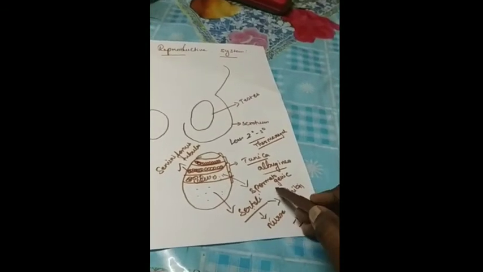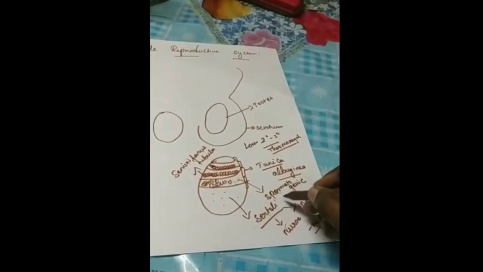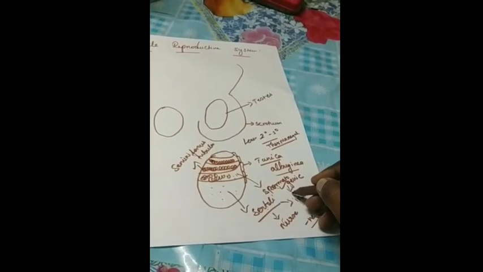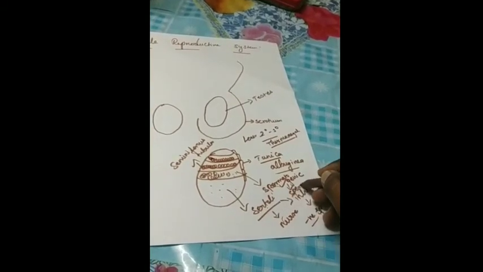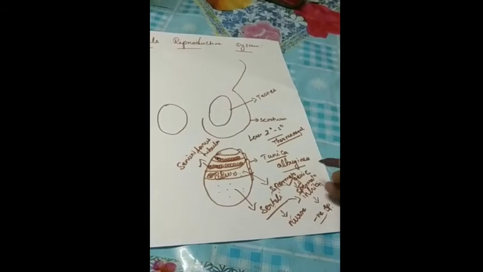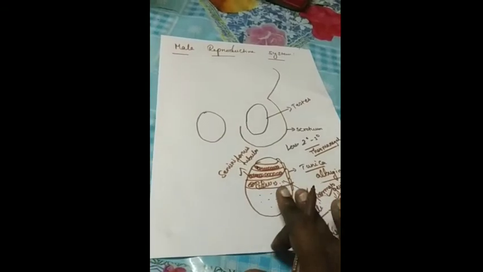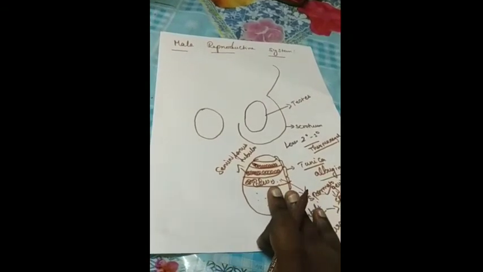The other cells are the spermatogenic cells. What is their role? They are responsible for producing the spermatozoa. So this is the structure of the testes.